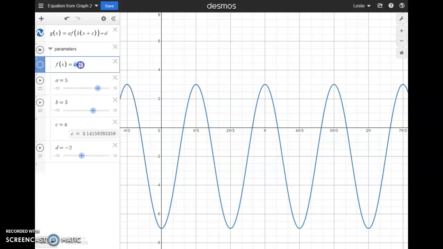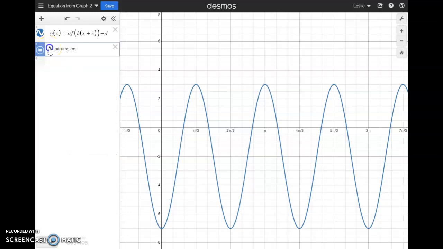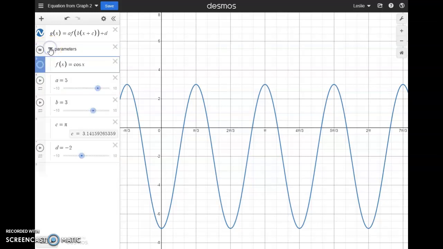I'm going to set this to be either a sine or a cosine. I'll set the values for A, B, C, and D, and then I'll close this folder before I come back. So when I come back, you'll see a different graph here, and you won't be able to see what it's made of.